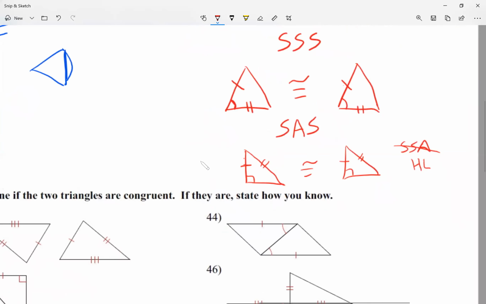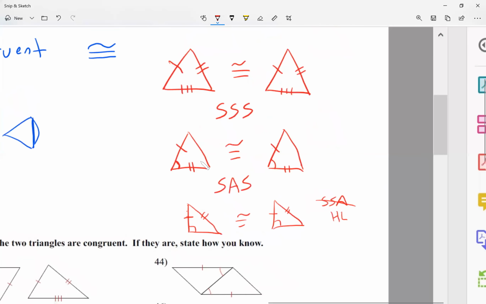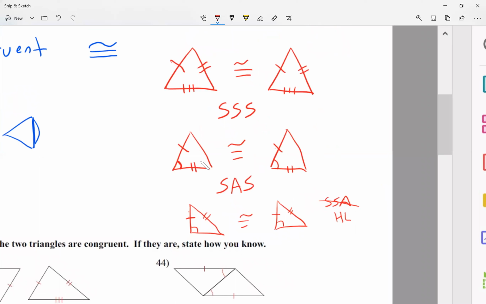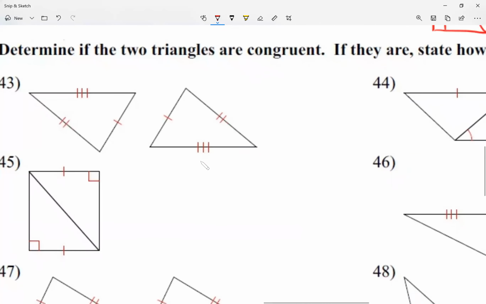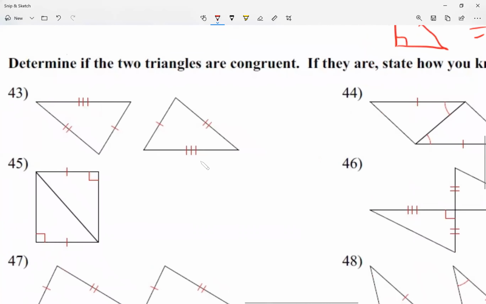Let me see. Those are the three rules that are going to work for today. Side angle side, or HL, hypotenuse leg. There are other rules that do work, but I'm not going to see those just yet. I'm just looking at these three for today. So determine if the two triangles are congruent. If they are, state how you know.